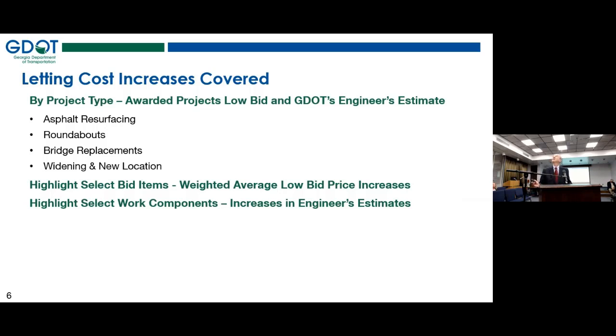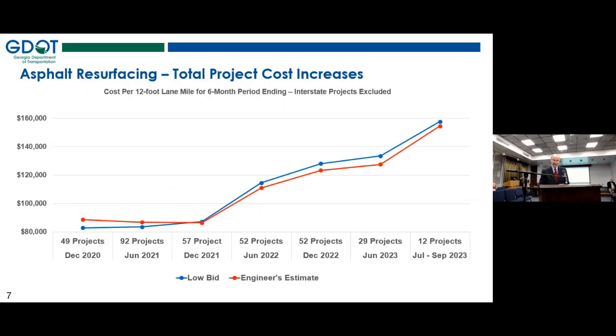So our first project type is asphalt resurfacing. What we do with these to compare and see how they're increasing is we take the total project cost and we convert that into a cost per 12-foot wide lane mile of resurfaced area. We've excluded interstate projects from this slide. There were 9 interstate projects in this time period not included.